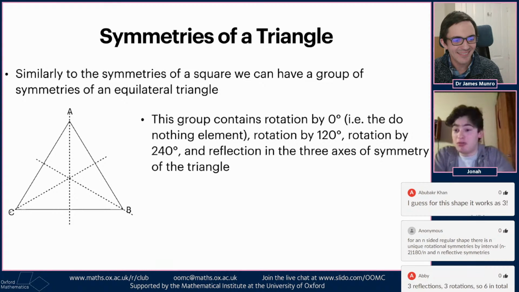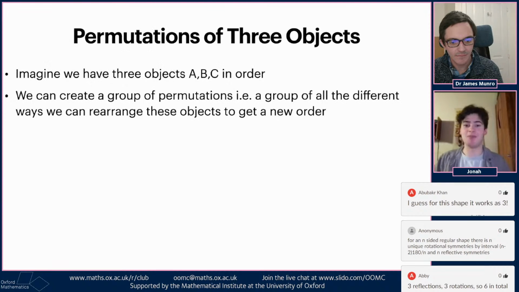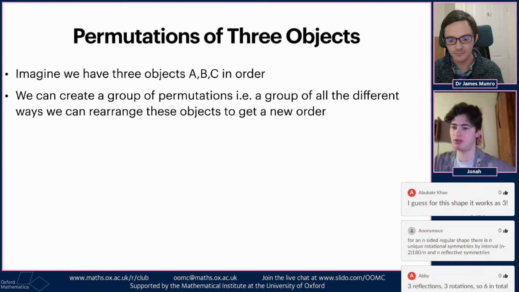I'm now going to change course quite abruptly, and you'll see why in a second. Imagine you have 3 objects, A, B, and C, in the order A, B, C. You've got them laid out in front of you. We can create a group of permutations, where we consider all the different ways we can rearrange these objects to get a new order. We've talked about the symmetries of the shapes, and now we're going to move on to how we can rearrange these objects to get a new order.